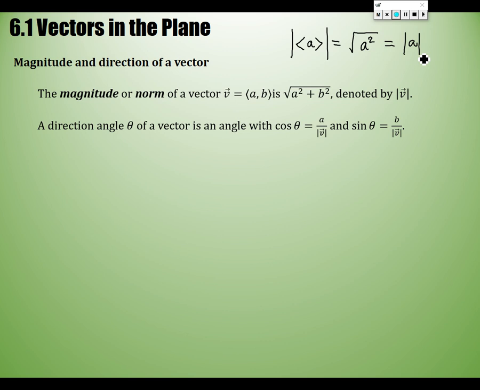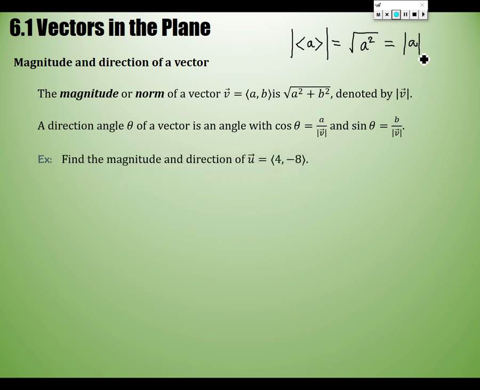So I'll say here that the angle is the angle that has a cosine of a over the hypotenuse. It's just the horizontal component divided by the hypotenuse, right? And a sine of the vertical component divided by the hypotenuse. Or if you wanted to say it's the angle that has a tangent of b over a, you could say that too. The point is just, use your trig knowledge here.